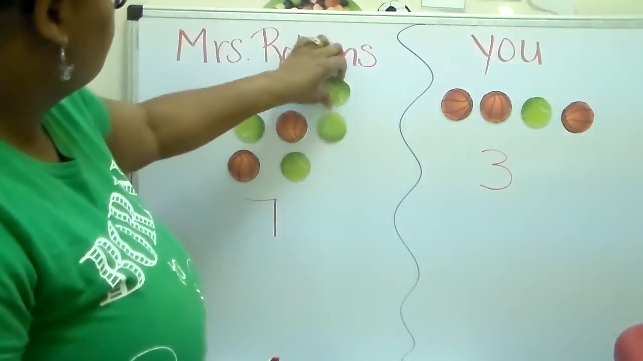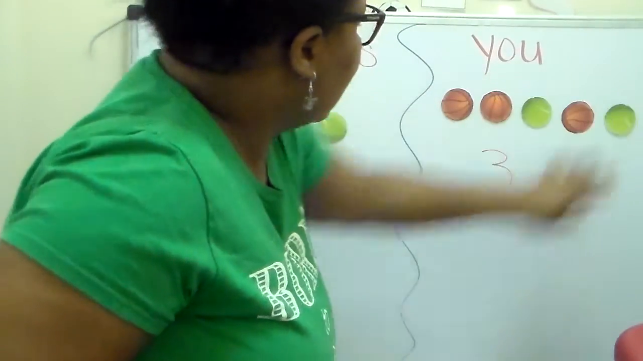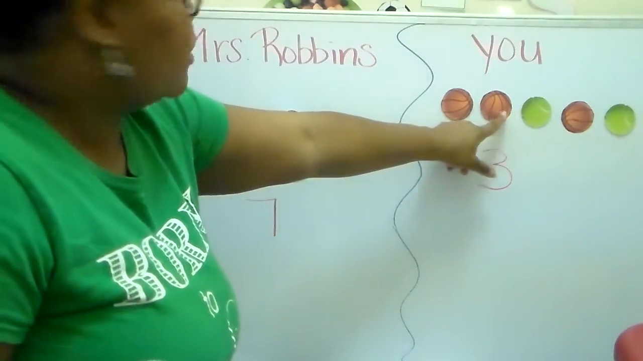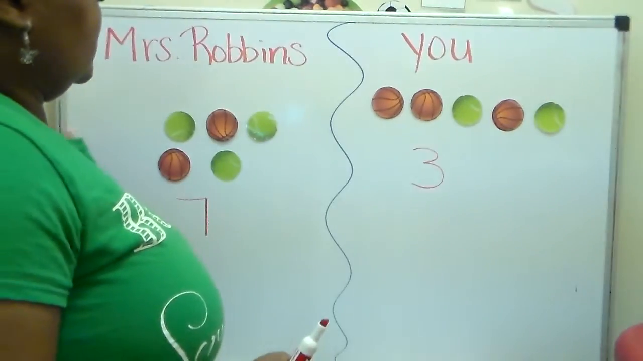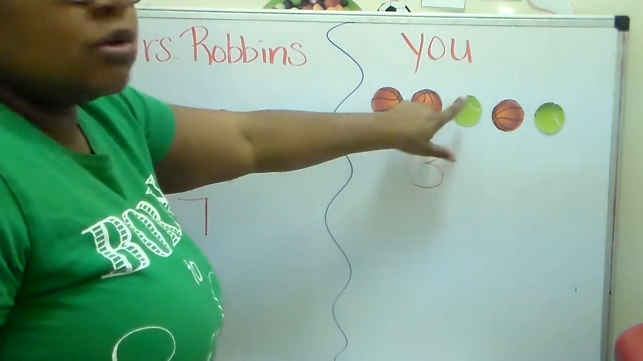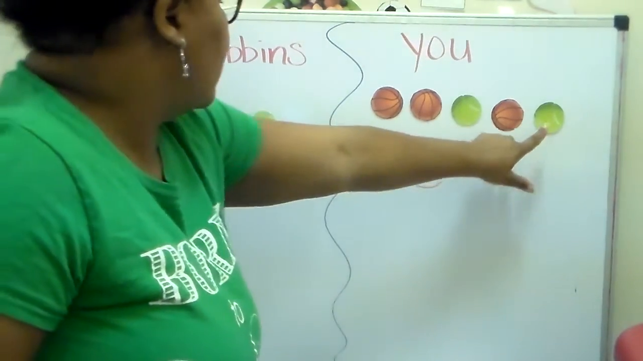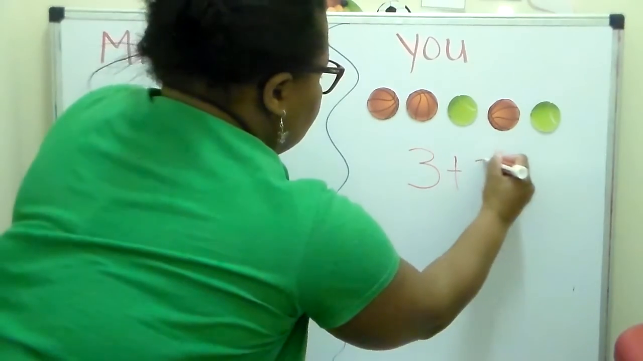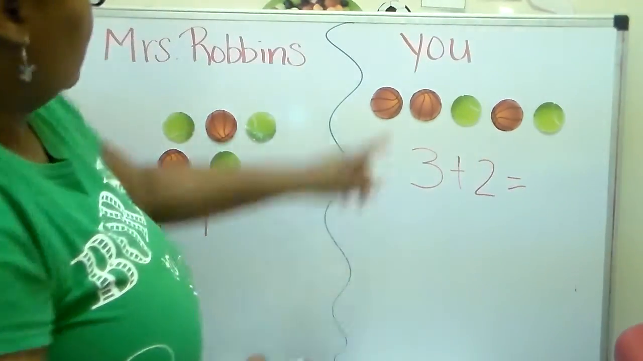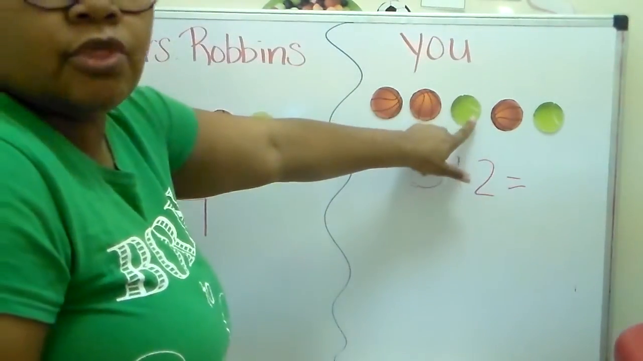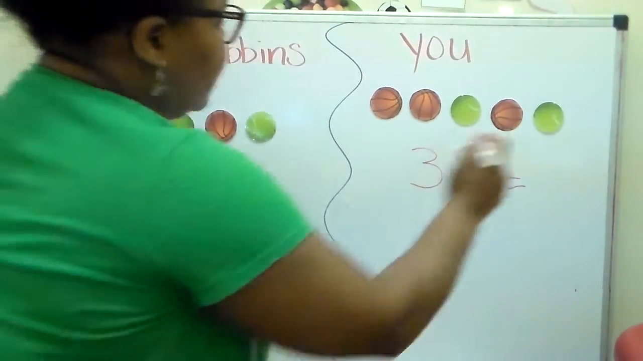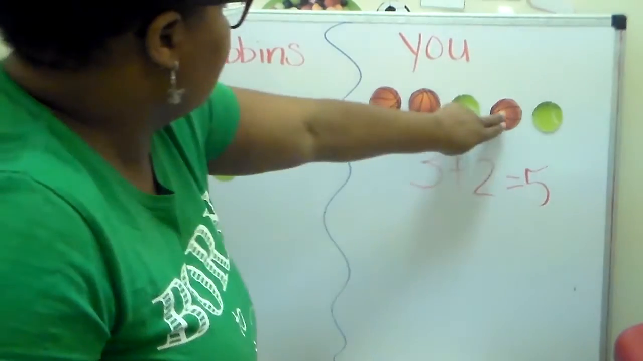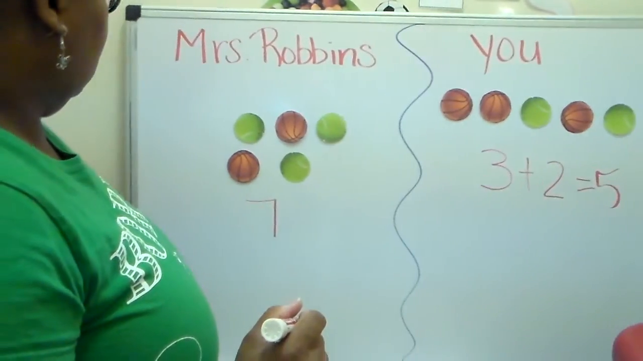1, 2. So now how many do you have? 1, 2, 3. Let's count it again. 1, 2, 3, 4, 5. So I gave you 2 more. So 3 plus 2 equals 1, 2, 3, 4, 5. So you have 5 sports balls, 3 basketballs, and 2 tennis balls.